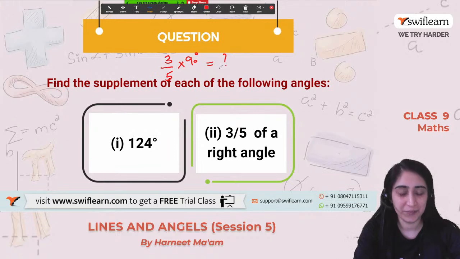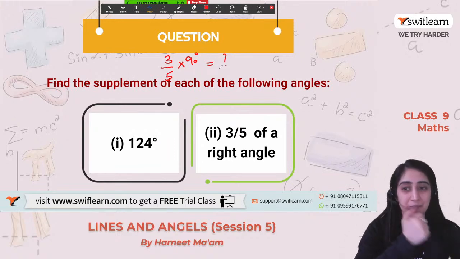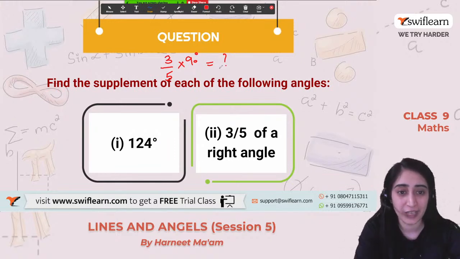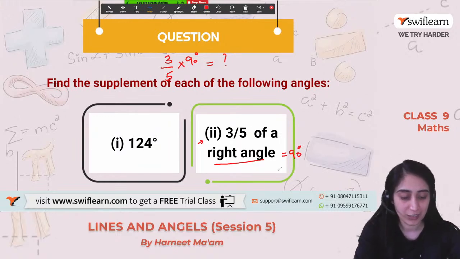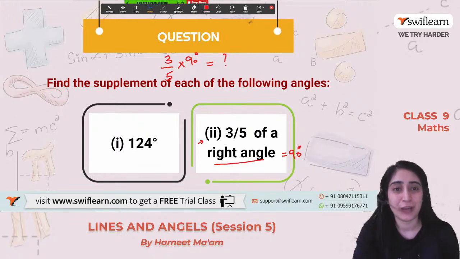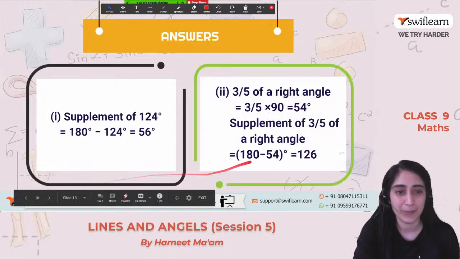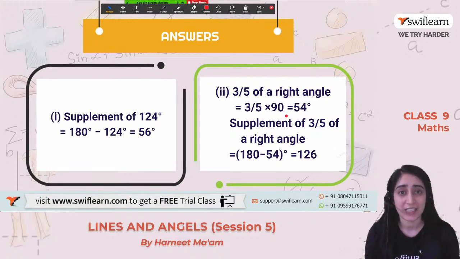Yes, welcome Disha. Go ahead, solve this question. We have to find the supplement of the angle which is given to us. We are on the second part: 3/5 of a right angle. A right angle means the angle is equal to 90 degrees. So we're talking about 3/5 of 90 degrees. What is 3/5? 54. Okay, I'm getting answer 54. Let's see if you are able to get the right answer. Yes, that's right. 54 is the right answer. 3/5 of 90 is 54.